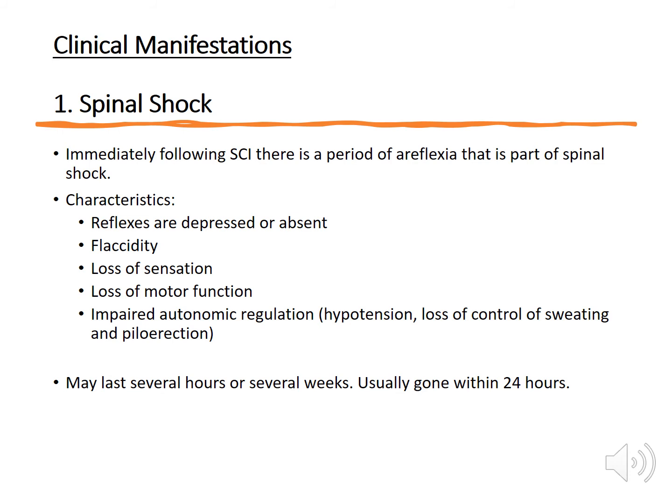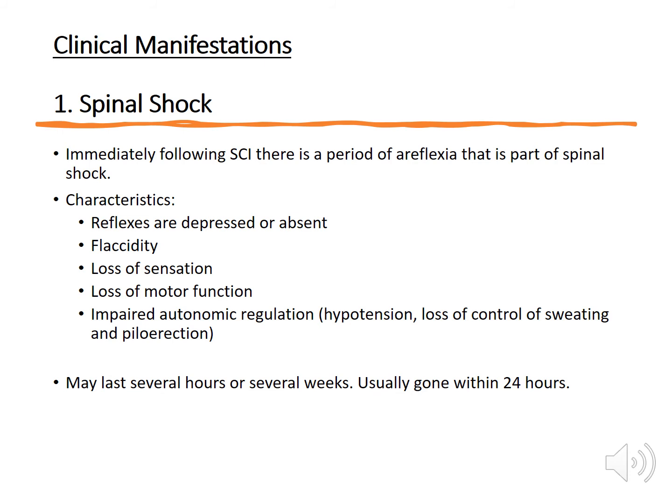So, some of the manifestations that we're going to be talking about are spinal shock, motor and sensory impairments, autonomic dysreflexia, hypertonia with spasticity, cardiovascular impairments, impaired temperature control, pulmonary impairment, bowel and bladder dysfunction, sexual dysfunction, as well as indirect impairments and complications. So the first one we're going to talk about is spinal shock.